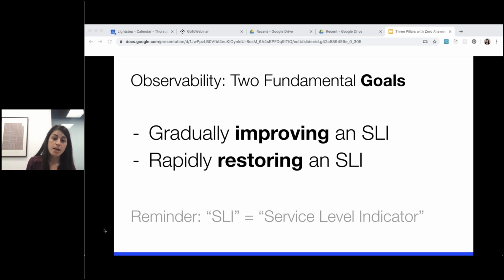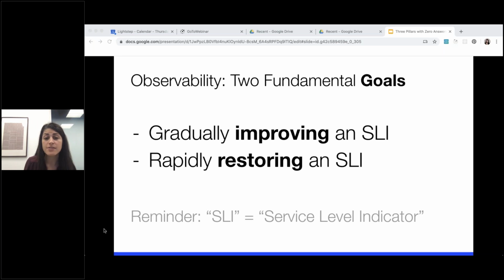On the other hand, you might have to, once in a while, rapidly restore an SLI. So what this looks like is if you have an SLI that's essentially at steady state for a long time, and then all of a sudden there's a huge spike and you have to fix it as soon as possible. And this usually takes the form of identifying something that you have to undo, like a release, for example, or a feature flag switch. This is also kind of the goal that you have when you're woken up in the middle of the night and you're paged about something as well.